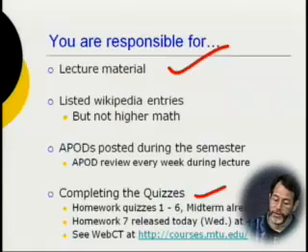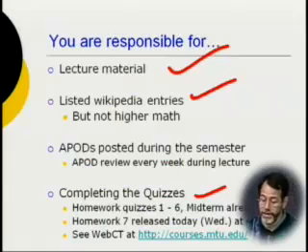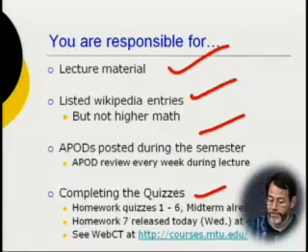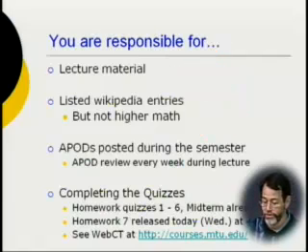So you're also responsible each time for the listed Wikipedia entries, but not if they go into the higher math, just the ideas and the key points. And you're responsible for all the astronomy pictures of the day, APODs, that occurred during this course when it's being taped, which is the fall semester of 2008. I understand these are reviewed again in the spring and even summer of 2009.